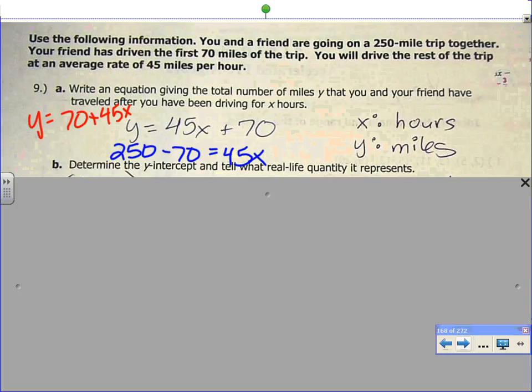Okay, so determine the y-intercept. You can tell me the y-intercept and what it means. So even a little more. What did you say that meant?